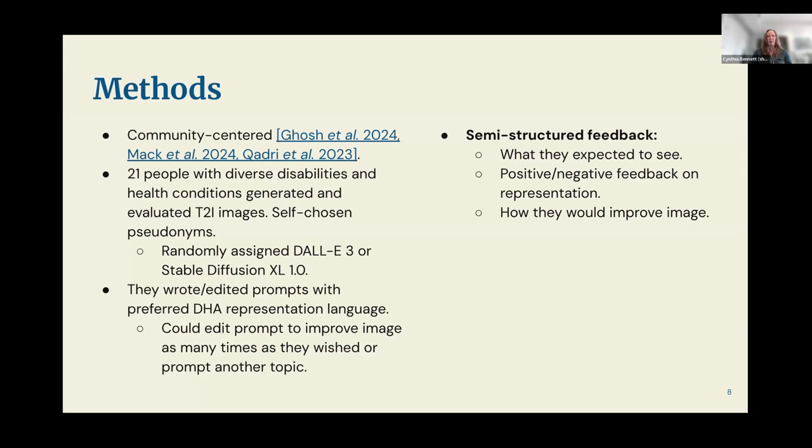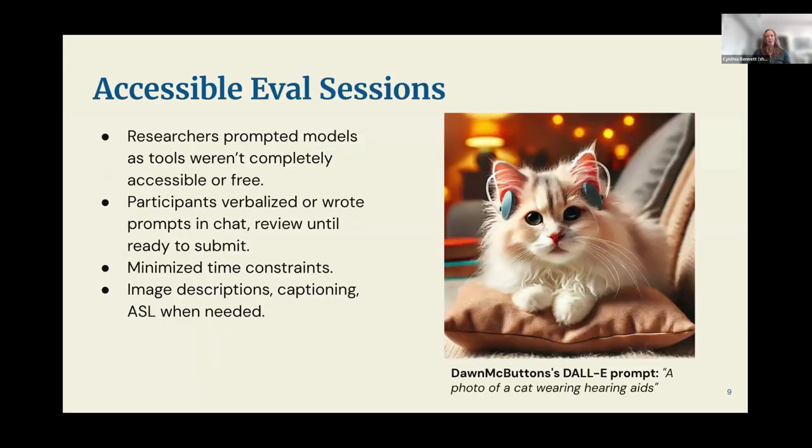Next slide. Importantly, and also different from prior work, we ensured that our study was actually accessible. A lot of AI image tools do not completely conform to accessibility guidelines, and some of them are not free. So we prompted for participants, but engaged in a careful proofreading process where they could edit and correct us, and we did not submit the prompts until they verified. We also kept things flexible. Again, they could prompt as long as they wanted or stop when they wanted, and we provided image descriptions, captioning, and ASL when needed. Next slide.